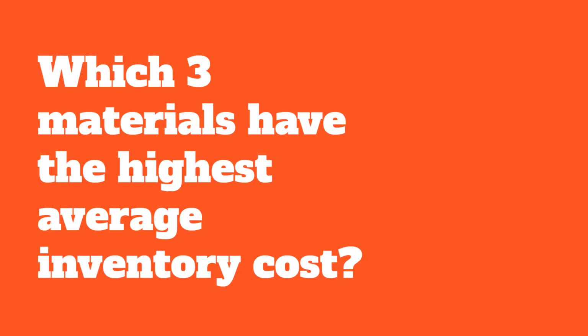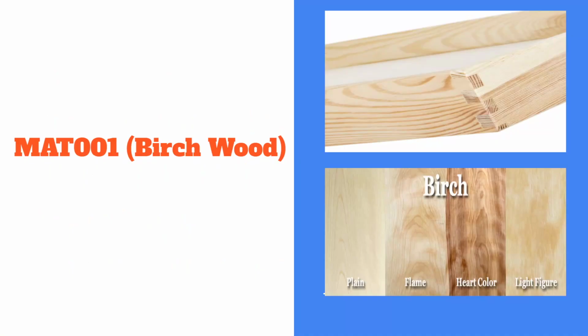Which three materials have the highest average inventory cost? It was observed in the behavior of the factory through the data generated by the simulation tool during the analysis time of a week, respecting the working hours established by the statement, that the first material with the highest inventory cost is birch wood because it is the material that is consumed the most with respect to the volume used.